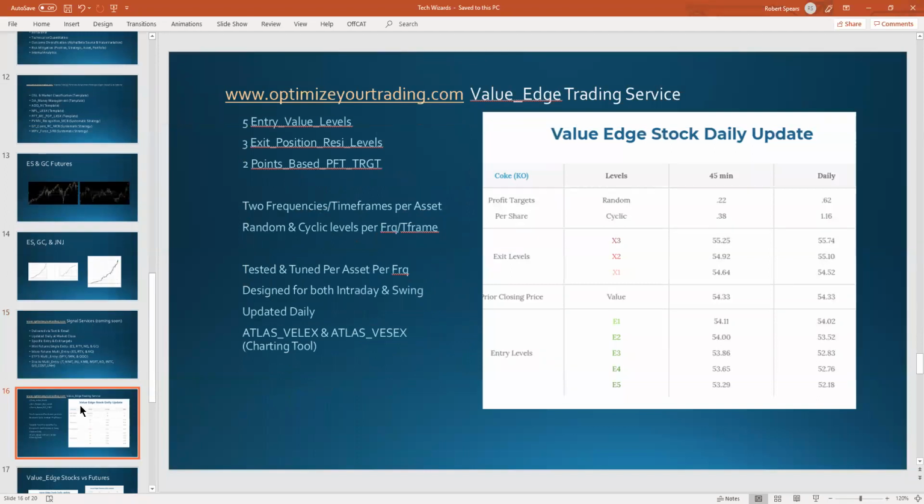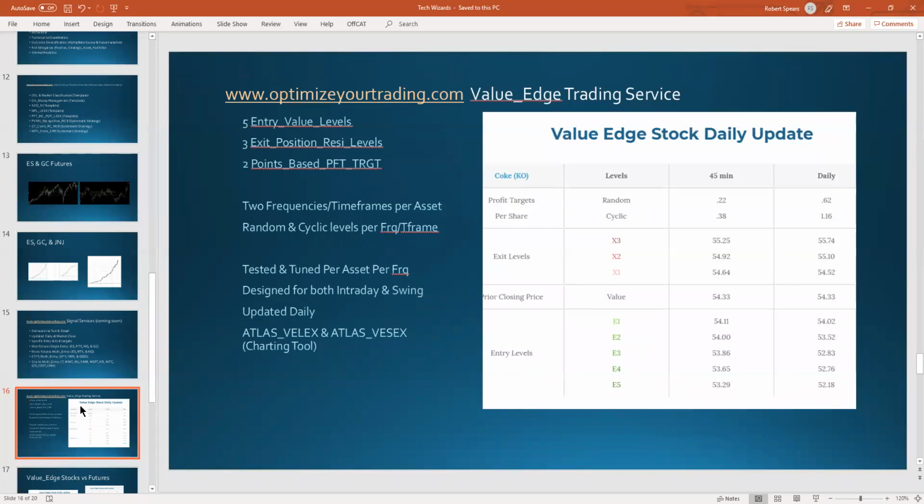And so we're also offering a value edge trading service where we use our in-house methods along with a variation of Atlas. It's a little bit more tuned to each market because, again, our concepts, our indicators, our signal services, trading services, etc. are all tested. They're all tested and tuned on a per asset, per frequency. And again, we offer, as you can see, entry levels, exit levels, and then target prices for each. 2 target prices. We offer a random profit target and a cyclic profit target for each frequency.